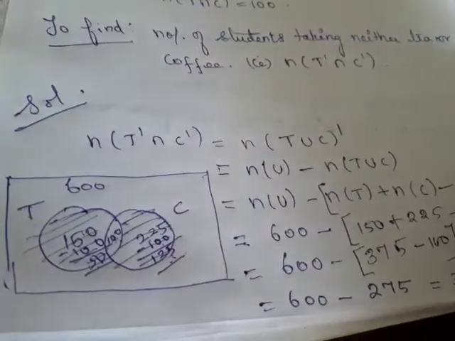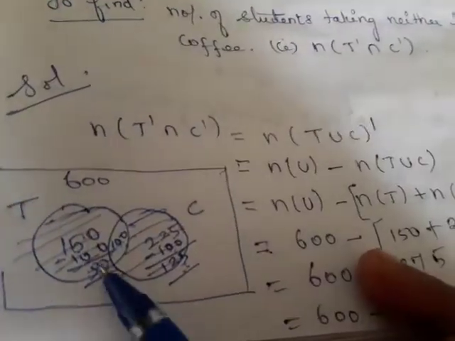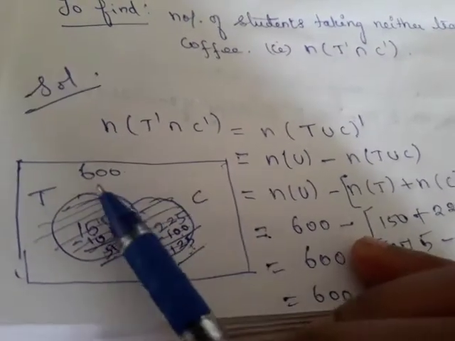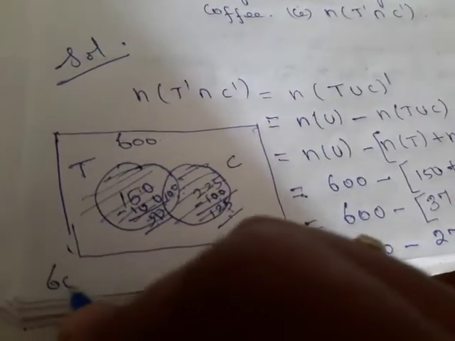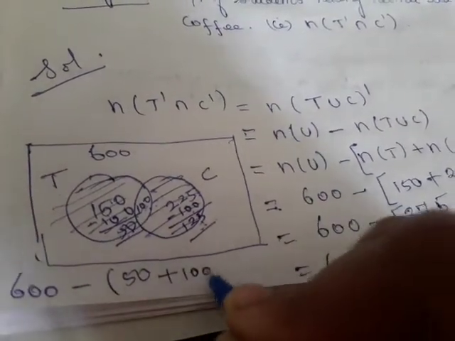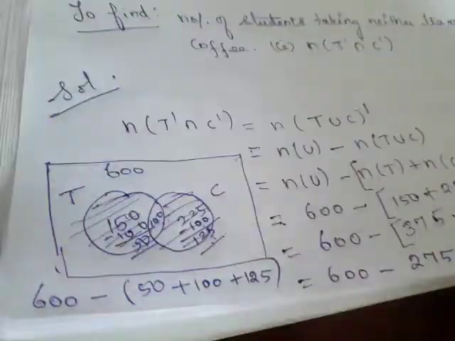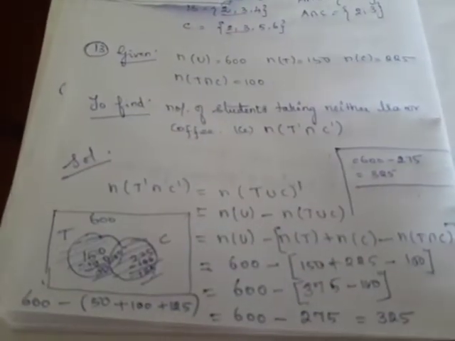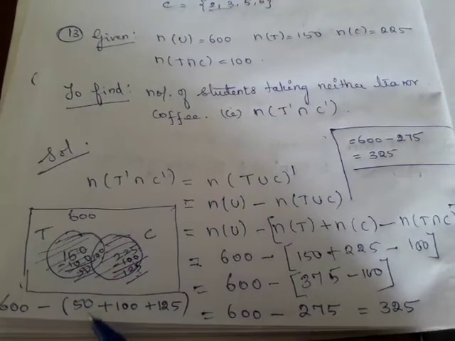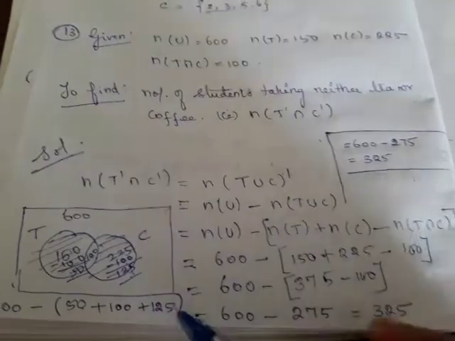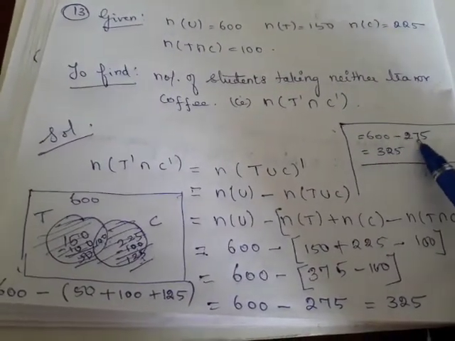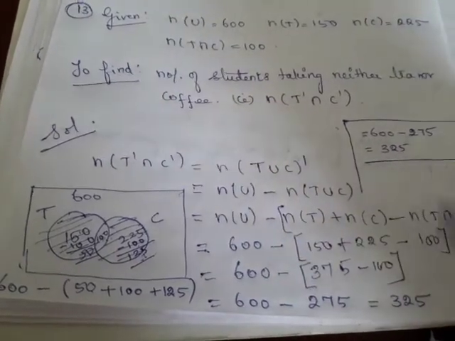So what will happen if you subtract these numbers from 600? Add 50 plus 100 is 150, 150 plus 125 and subtract it from 600. Let us see whether we are getting the same answer. 600 minus 50 plus 100 plus 125. So if you see, if we add all these things, what we will get? 275. I don't have space here, so I have written 275. If you subtract 275 from 600, we will get 325. So the same answer we got.